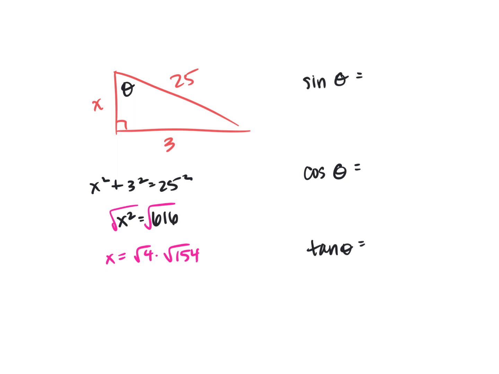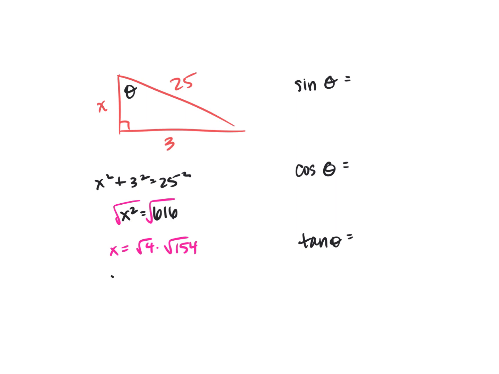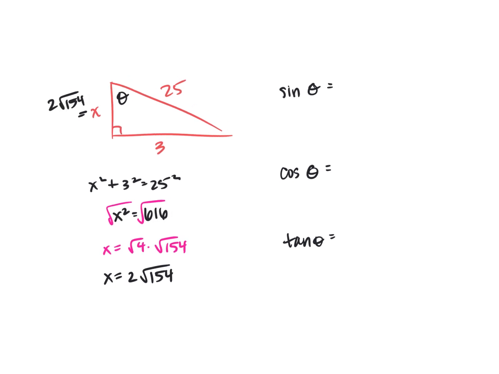So what's that x going to equal? 2 root 154. Well done. 2 root 154 is nasty. But we can do this, y'all. We can do it. I moved theta. Theta's up here now.